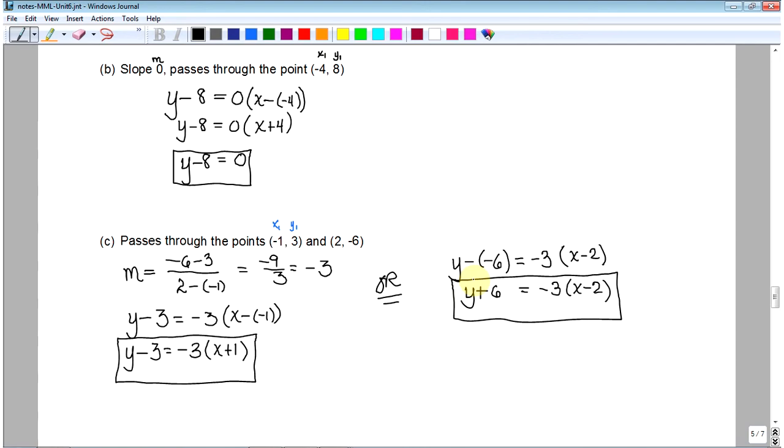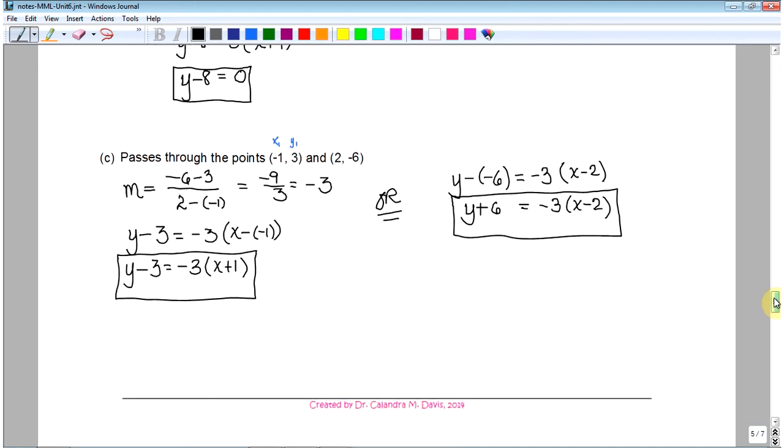Now typically you're not going to be asked to give your equation in point-slope form because, as this example illustrates, you can come up with multiple forms of an equation when they both represent the same line when you graph it. So you're going to be learning later about something called slope-intercept form, which is the more typical form of how we would want to give our line.